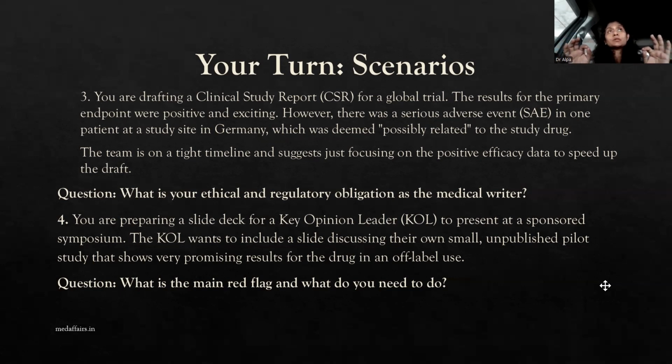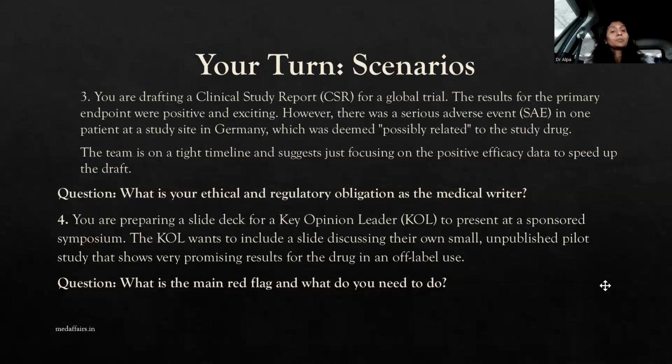Whatever side effects or adverse events have been encountered, have been narrated by the patients, have been shown by the patients, they must be documented in the clinical study report. Period. Okay. No other escape.